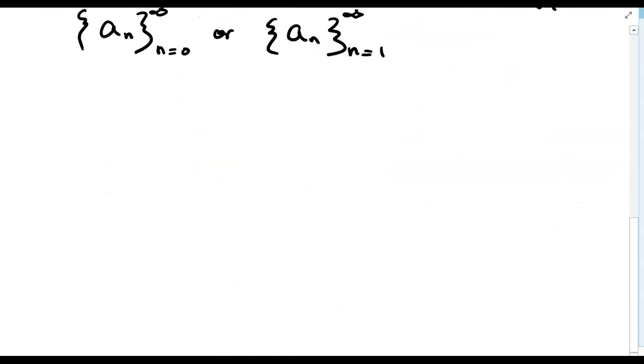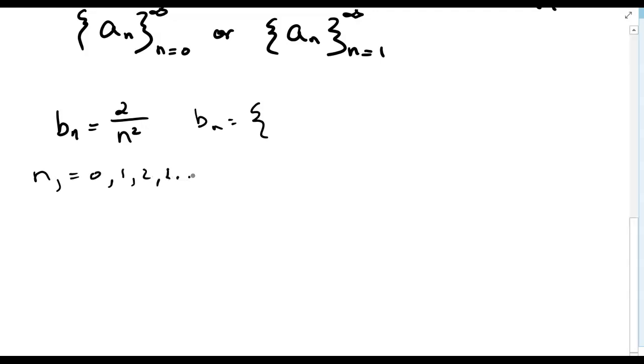And we don't have to just use n, we can use b sub n. So if I define it as b sub n equals 2 over n squared, where n is 1, 2, 3, and so on. Again, so far you're like, well, there's nothing hard here. All I have to do is plug in my n's and I can get my value.